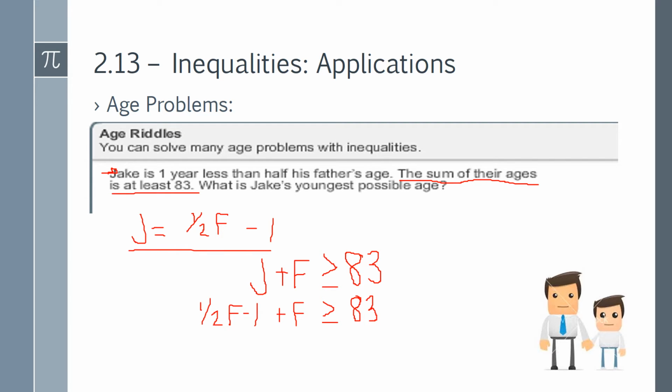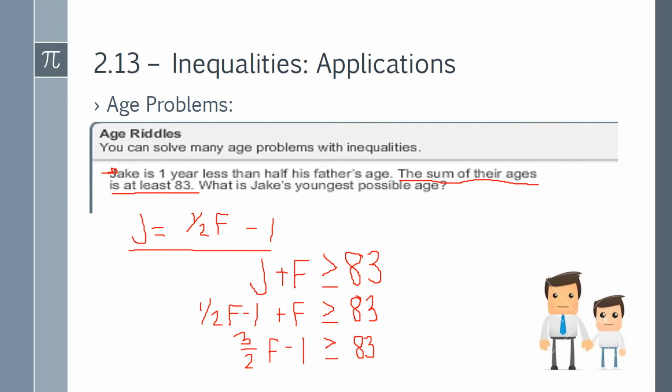So I substituted 1/2 F minus 1 in for J. And now I'm going to collect my like terms on the left side. So on the left side, I've got 1/2 F and then an F. That's a half plus a whole, which gives me 3/2. So we have 3/2 F minus 1 greater than or equal to 83.